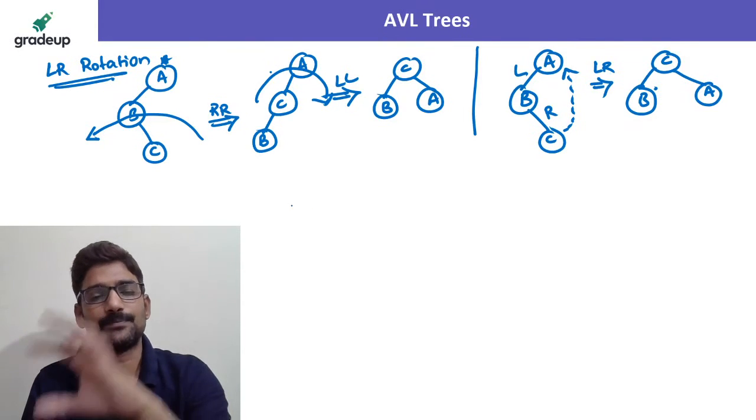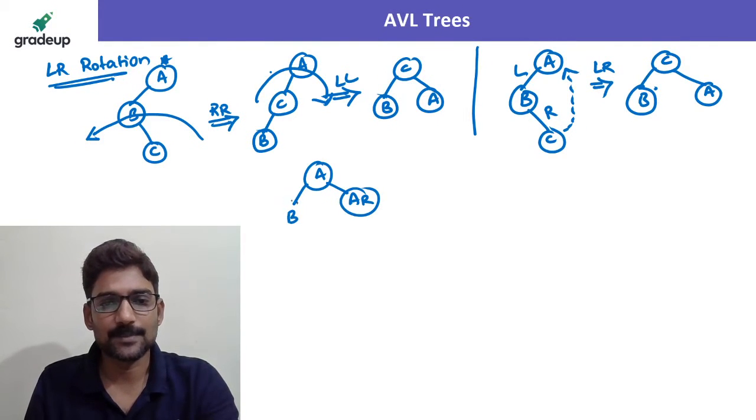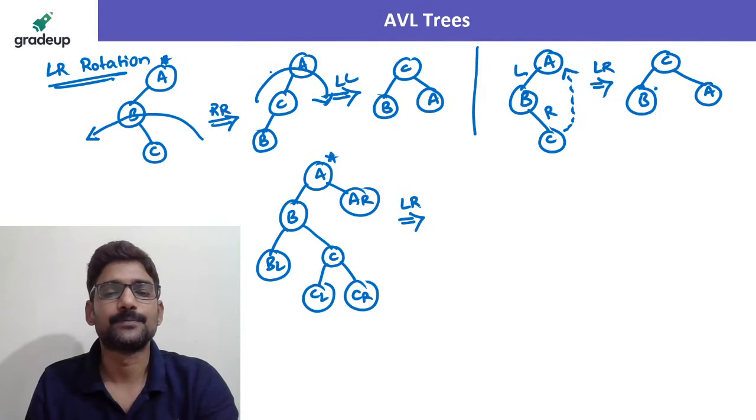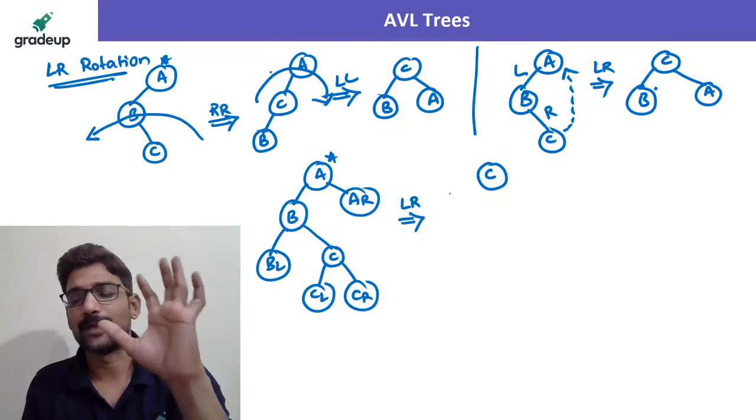Now, if you take the general model for LR rotation, A has some right subtree. Its left child is B. B has some left subtree. Its right child is C. C has its own left subtree and right subtree. A is the critical node. Whenever you do LR rotation, directly how you can write? C becomes parent.